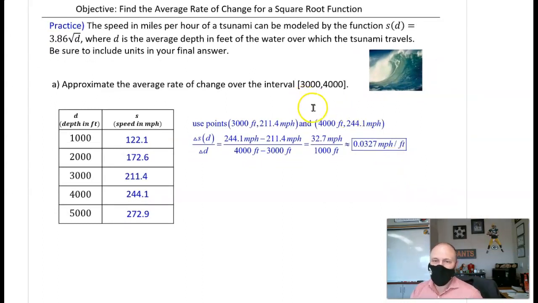So we're asked to calculate the average rate of change from 3,000 to 4,000 depth in feet. So I'm going to find those points. At 3,000, the speed of the tsunami is 211.4 miles per hour. And at 4,000 depth of feet, it is 244.1 miles per hour. So I'm just going to use those values. Subtract the difference in the y values. So 244.1 minus 211.4. And then 4,000 minus 3,000 gives you 1,000. So you can go ahead and calculate, and we get 0.03 miles per hour per feet.